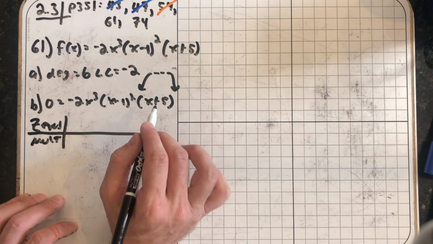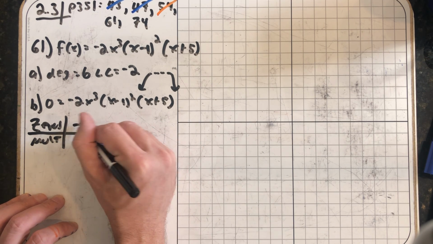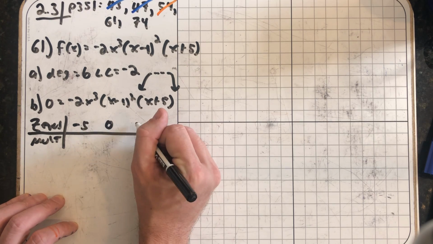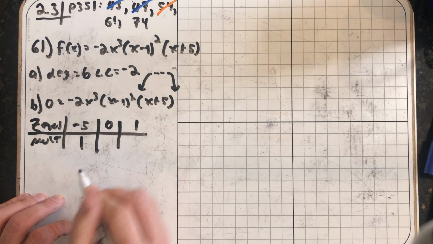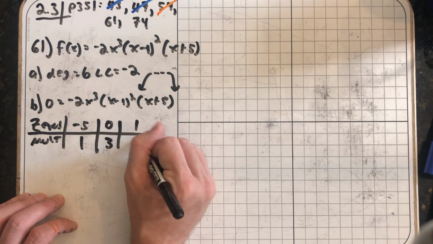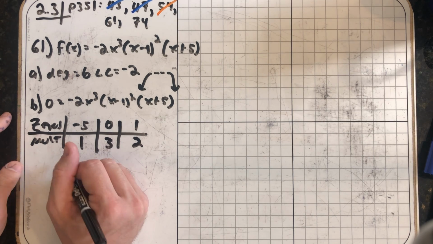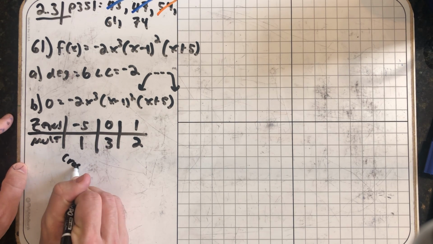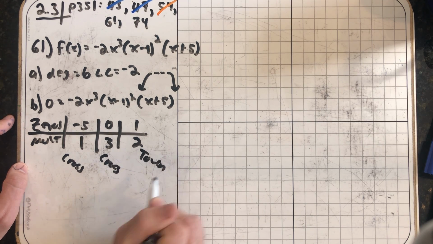Let's see, the smallest zero I'll have is -5. Then I'll have 0 and finally 1. The multiplicity for that -5 is 1. For 0, it's 3, and then finally for 1, it's 2. So I have a little bit of everything here. The odd multiplicities, I know I cross the x-axis. And for that even multiplicity, I know I'll touch and turn around.